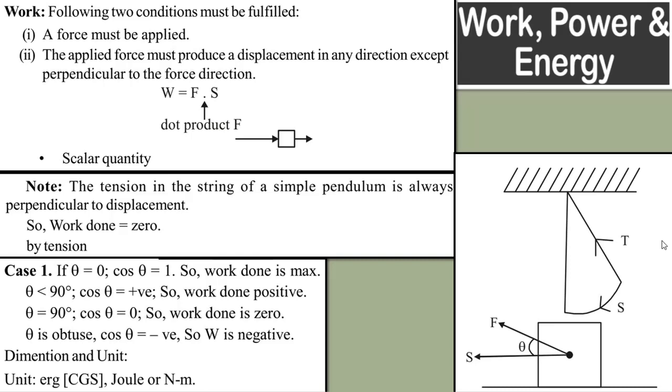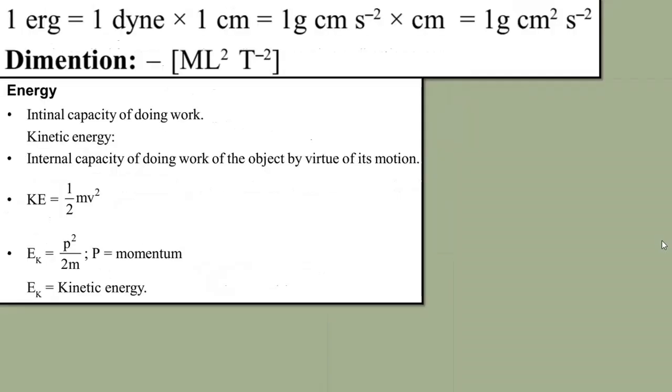Dimension and unit: its CGS unit is erg, and the SI unit is joule or Newton meter. Then 1 erg is equal to 1 dyne into 1 centimeter, which is equal to 1 gram centimeter squared second raised to minus 2. So the dimension is M L squared T raised to minus 2.